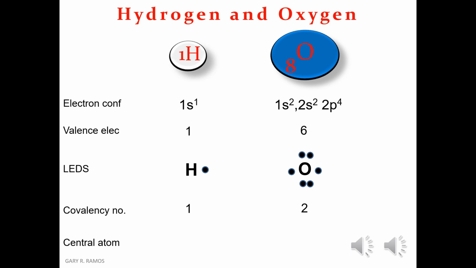To understand how hydrogen and oxygen share their electrons, let us first solve the covalency number. Covalency number pertains to the number of single electrons in the Lewis structure, or the electrons that have no partner in the Lewis structure of both hydrogen and oxygen. The covalency number of hydrogen is 1. This is because there is one single electron in the Lewis structure of hydrogen, while the covalency number of oxygen is 2. This is because there are two single electrons in the Lewis structure of oxygen.